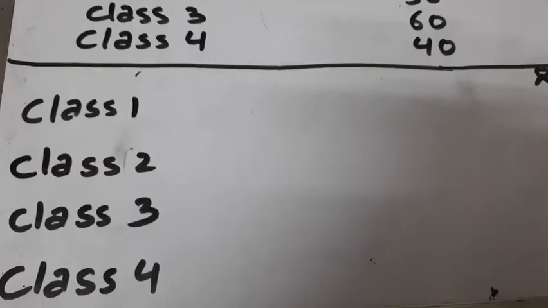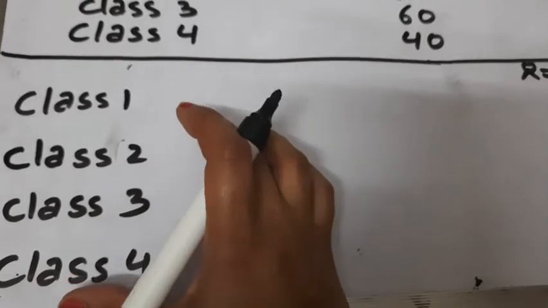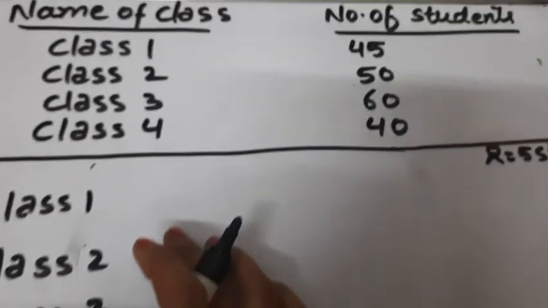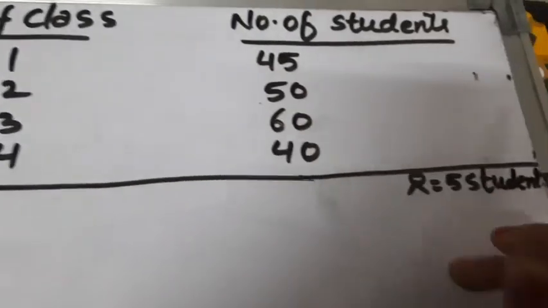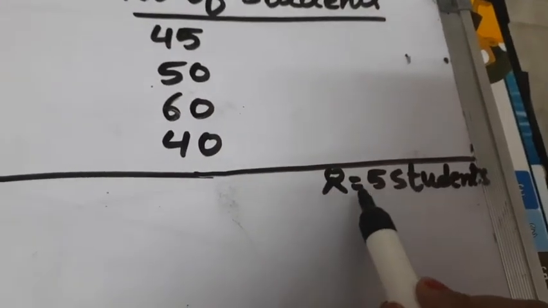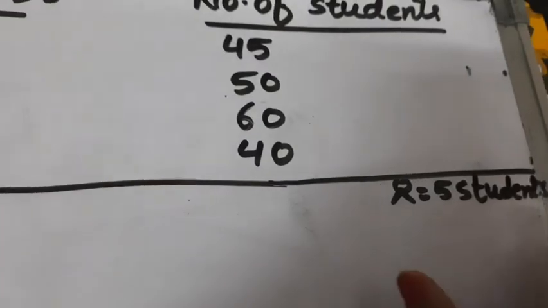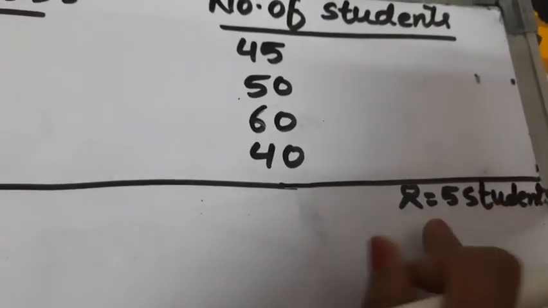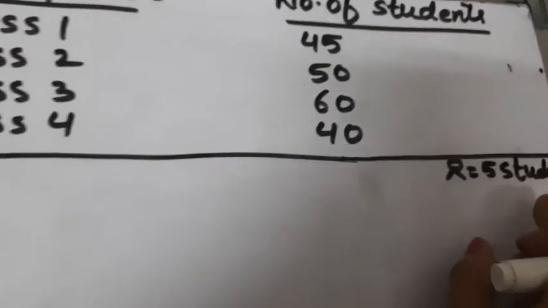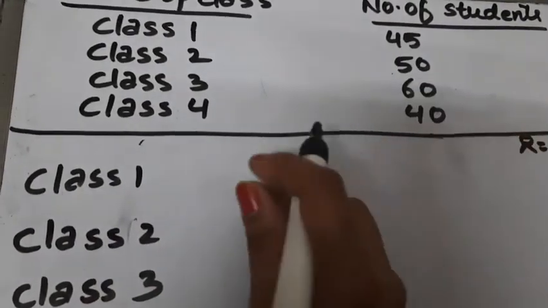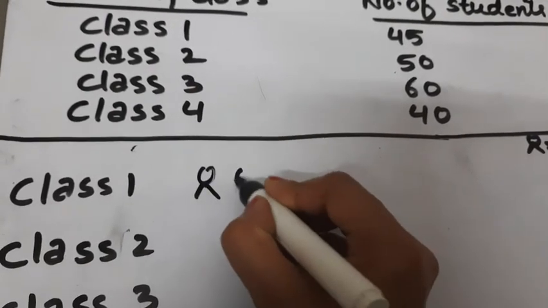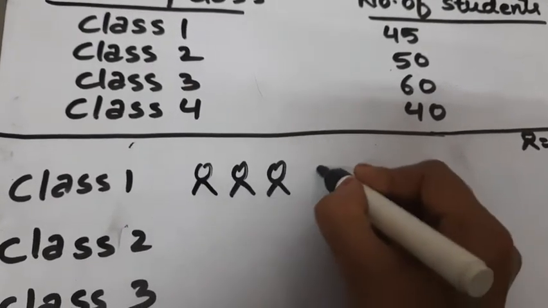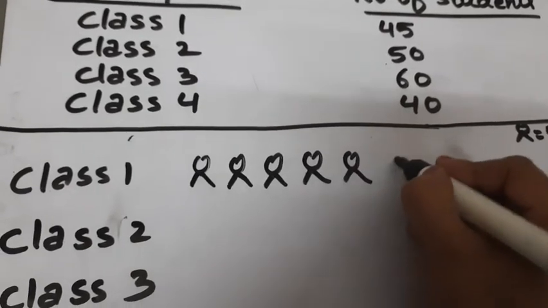See, first of all, we will write the classes, and in class 1 there are 45 students. One picture means 5 students. I am taking the scale as one picture equal to 5 students. So in class 1 there are 45 students, so how many pictures will we draw? We will draw 9 pictures, because 5 nines are 45.